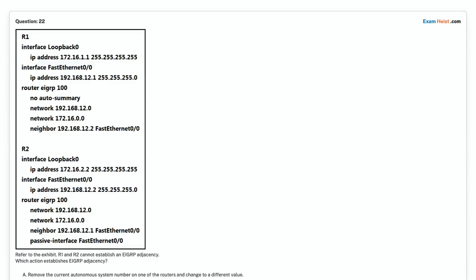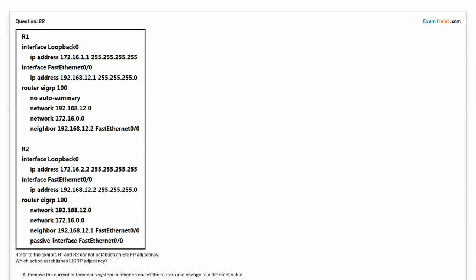Question 22. Refer to the exhibit. R1 and R2 cannot establish an EIGRP adjacency. Which action establishes EIGRP adjacency? Option A. Remove the current autonomous system number on one of the routers and change to a different value. Option B. Add the passive interface command to the R1 configuration so that it matches the R2 configuration.